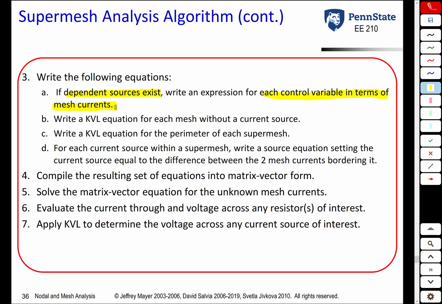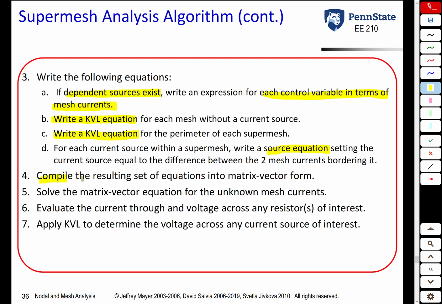Then you start writing your KVL equations. For every run-of-the-mill standard mesh, you write a KVL equation. For every super mesh, you write a KVL equation. Of course, you do that for the super mesh so you can avoid having to find the voltage across that interior branch current source. And finally, for every super mesh you have an interior branch current source, you write a source equation for that. So if you have 3 unknowns, you're going to end up with 3 equations. If you have 5 unknowns, you're going to end up with 5 equations, etc.